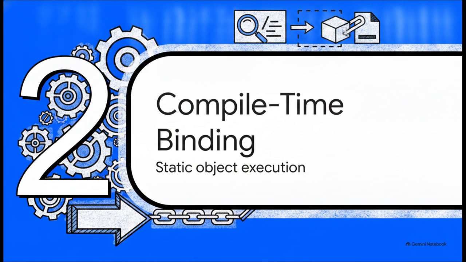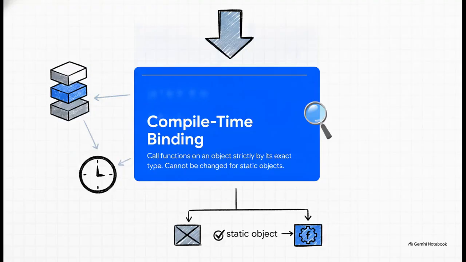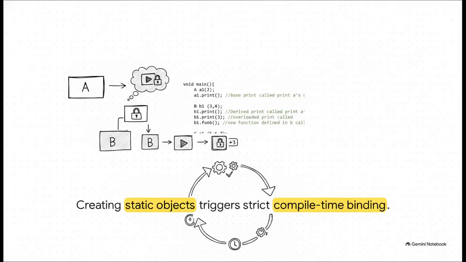Moving on to Section 2. Compile time binding basics. Let's understand static object execution. Here is our absolute baseline rule for compile time binding. The system calls functions on an object strictly according to the exact type of that object. Period. If you have a static object, the compiler makes up its mind about exactly which function to trigger before the code even runs. And this behavior, it cannot be changed on the fly. It is locked in. Let's actually trace this in the code.